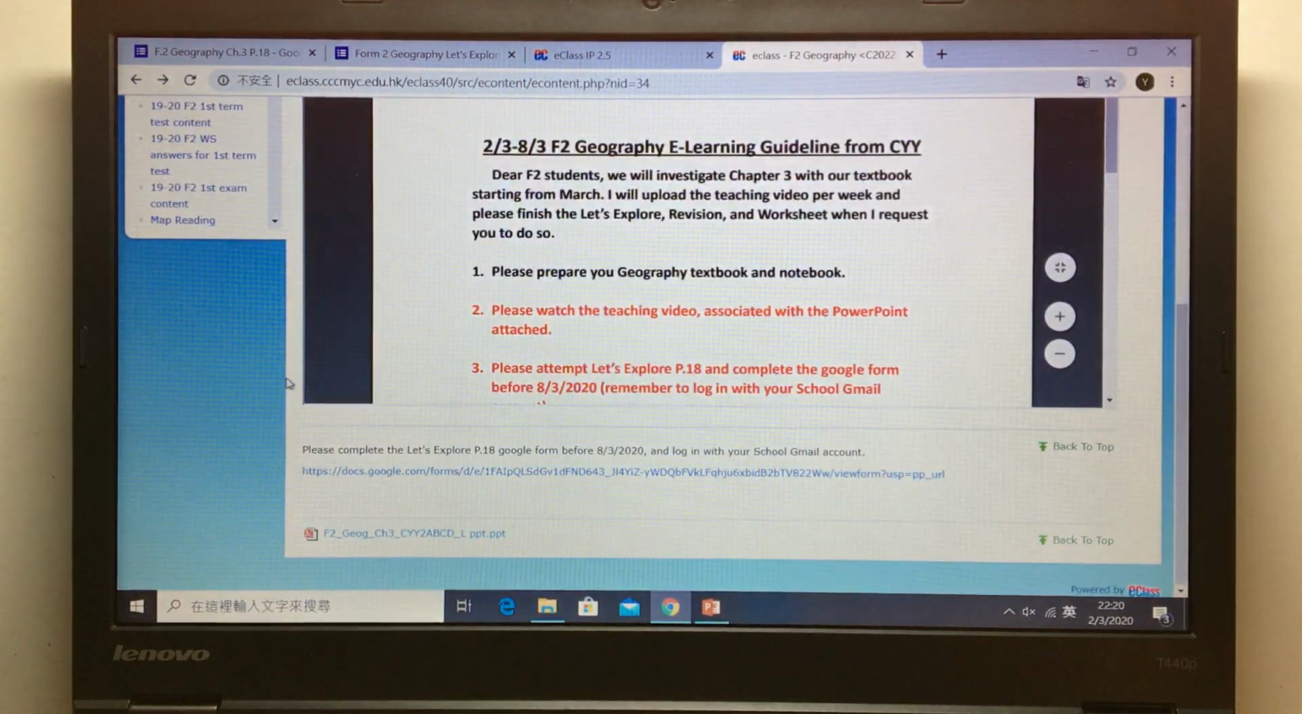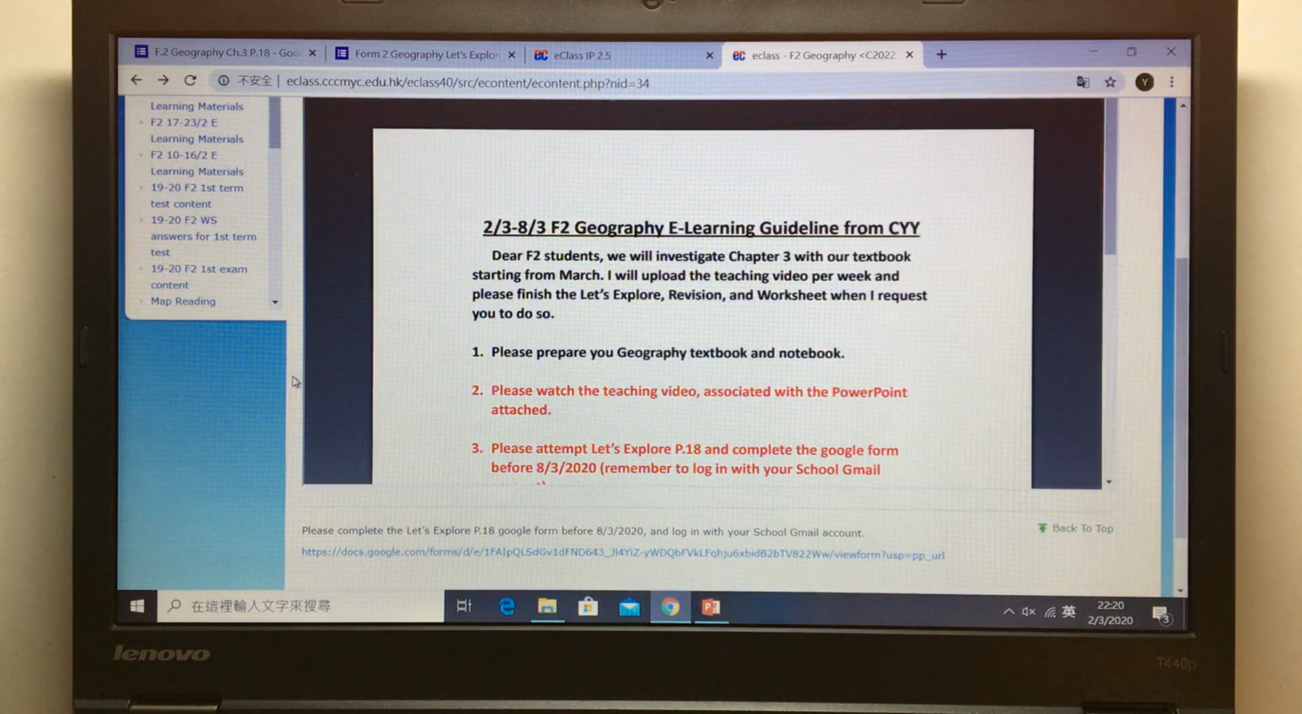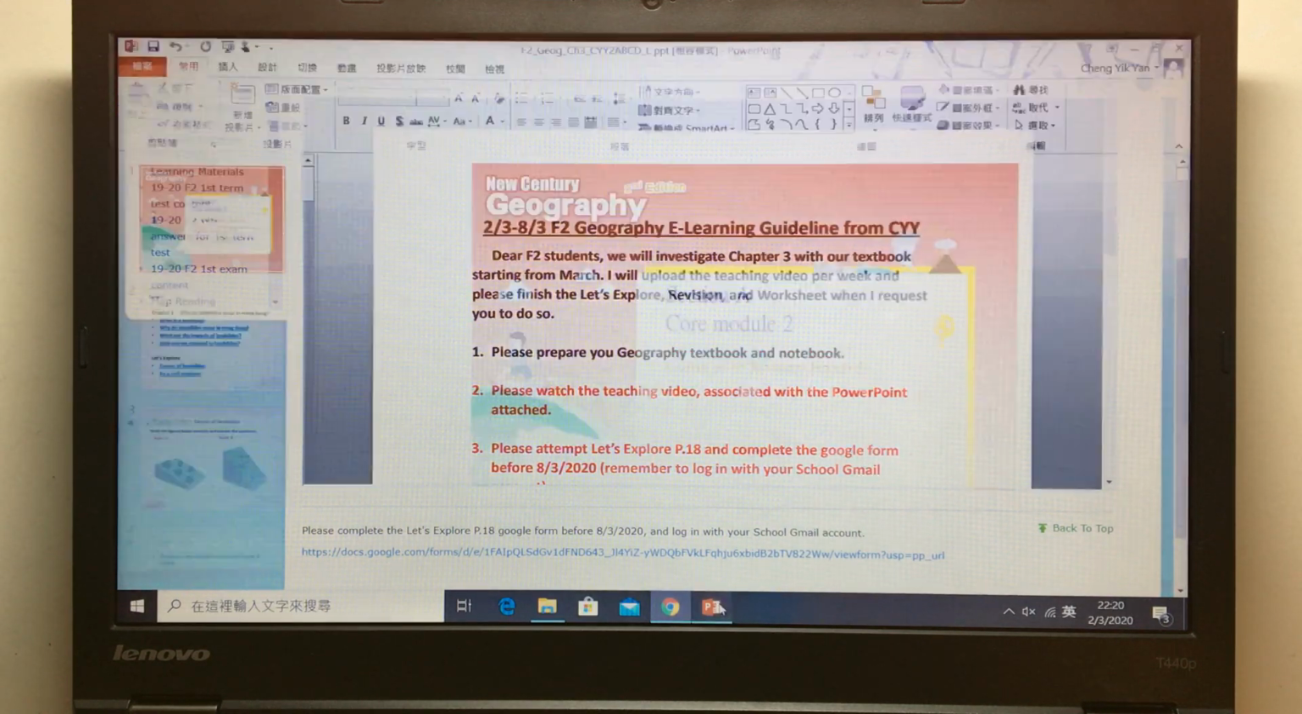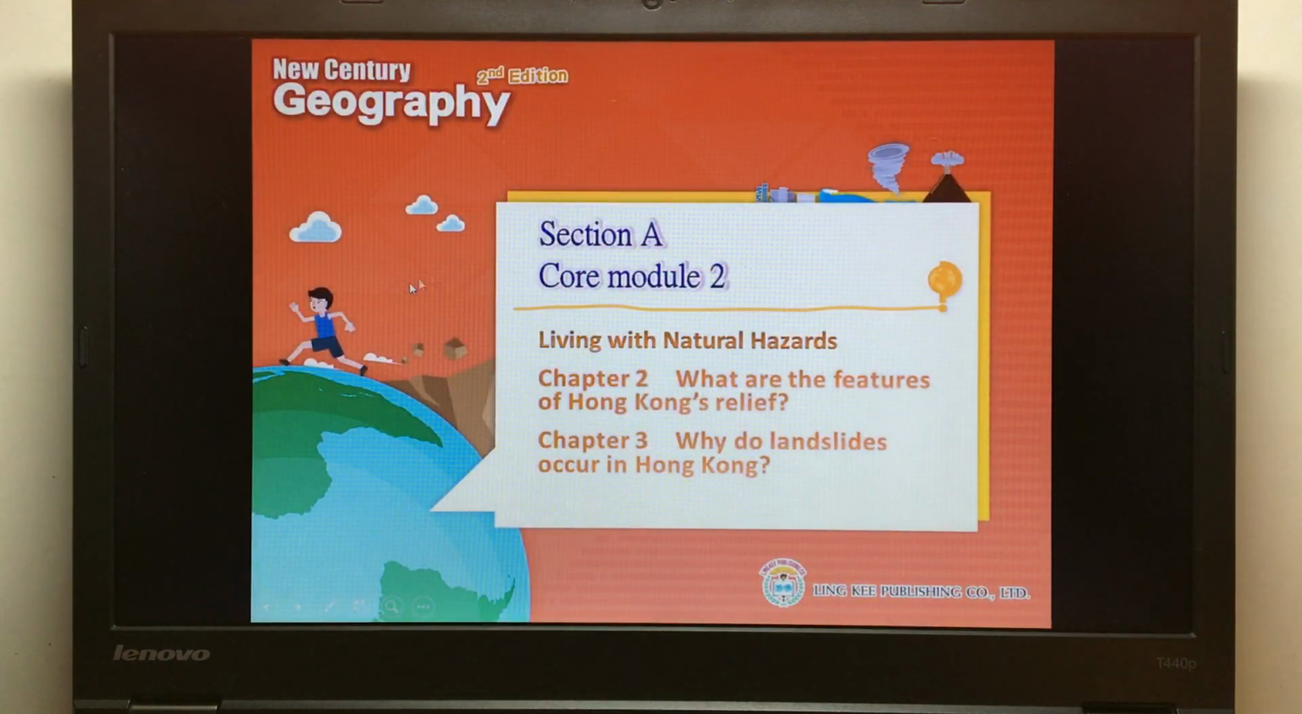Let us go back to our PowerPoint to see what we will learn in chapter 3 of our textbook. Before the first term examination, we talked about different kinds of relief features in Hong Kong, and also map reading skills. But in chapter 3, we start to look at natural hazards, because in our Form 2 geography we look at different kinds of natural hazards: earthquakes, volcanic eruptions, flooding, droughts, typhoons, landslides, etc. The landslide is one of the major types of natural hazards in Hong Kong, so we will look at it in chapter 3.